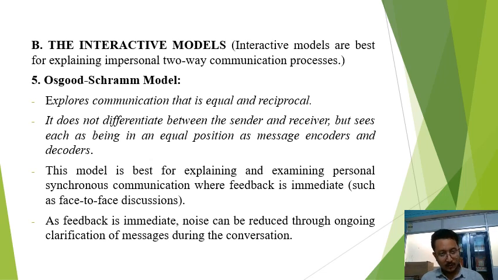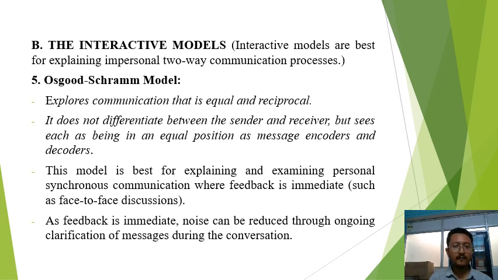The Osgood Schramm model explores communication that is equal and reciprocal, correct? And it does not differentiate between the sender and the receiver, but sees each of them as being in an equal position as message encoders and decoders, right? If one of them encodes the message, the other decodes the message, and it goes in a reciprocal way.